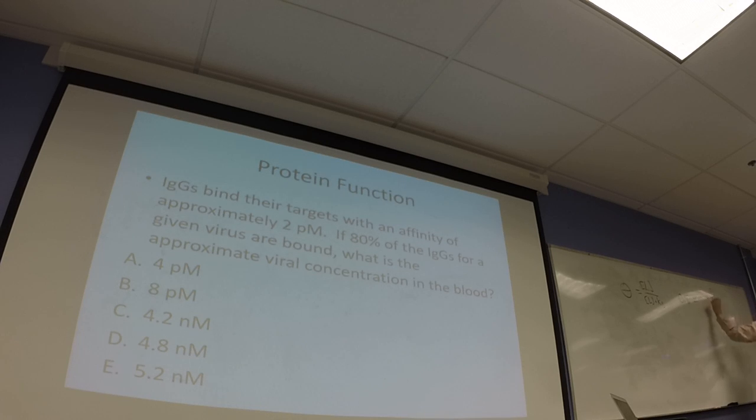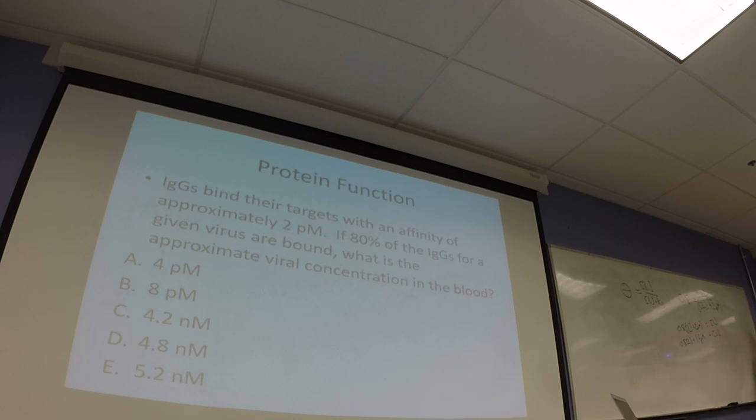I don't know how much virus I have. That's a problem. L is still unknown. But I know my KD. It's 2 picomolar. Then I'm going to do algebra. I'm going to multiply both sides by the denominator. So I get 0.8 times L plus 2 picomolar equals L. And I'm going to simplify terms. I'm going to FOIL it. I get 0.8 times L plus, what's 0.8 times 2? 1.6 picomolar equals L.